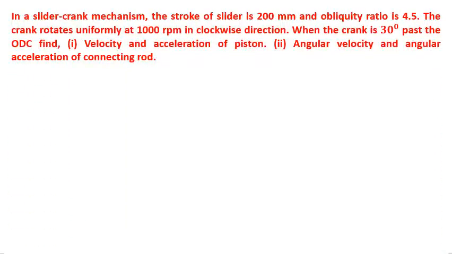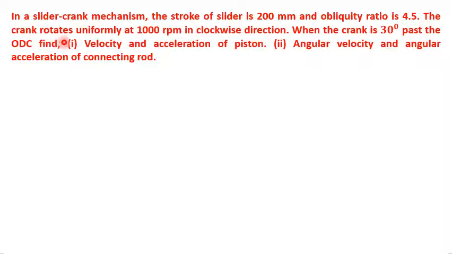So first let us solve a problem on analysis of IC engine mechanism. In the previous lecture also we have solved a problem based on the same concept, so it is a continuation of the same thing. The statement of the problem is, in a slider crank mechanism, the stroke of the slider is 200 mm. The stroke length is given and the obliquity ratio is 4.5. So the n value is given, obliquity ratio n is equal to L by R.